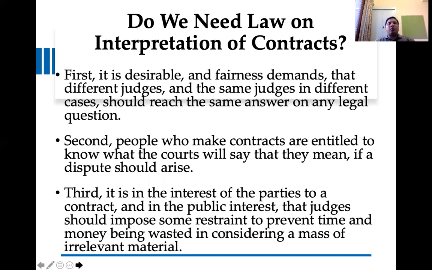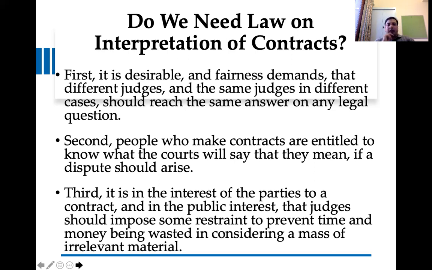The question here is, do we need a law on interpretation of contracts? We already have contract law. Then we also saw we have the Unfair Contract Terms Act 1977. We in Pakistan have the Contract Act 1872. We also have consumer protection regulations. Do we also need a separate law which deals with the interpretation of contracts?